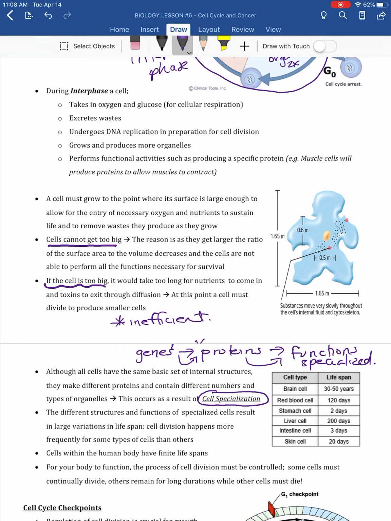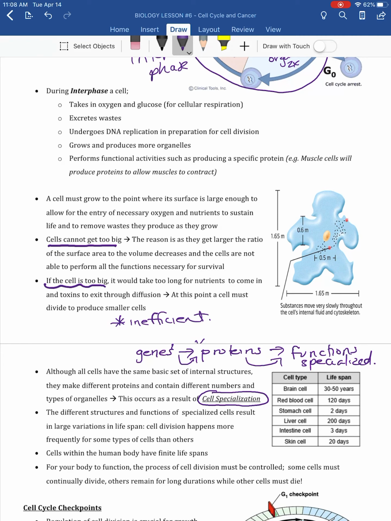Okay, and this occurs. You did this thing that's underlined, and now that I'm circling: cell specialization. Okay, so when I say cell specialization, I'm saying you've got a function as a cell. You're not just a random, universal cell. You've been given a path.